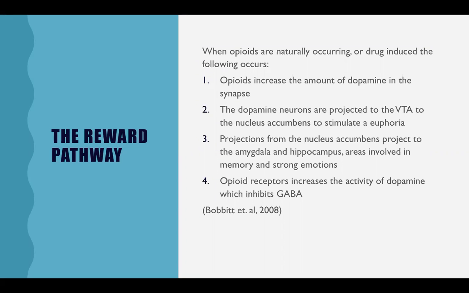The nucleus accumbens projections can go to memory areas in the brain. Also, the body naturally inhibits GABA, which is a neurotransmitter that is responsible for wakefulness, and it is inhibited when the levels of dopamine increase in the body. The overload of dopamine that stimulates this state takes place for an extended period of time while opioids are in the body.